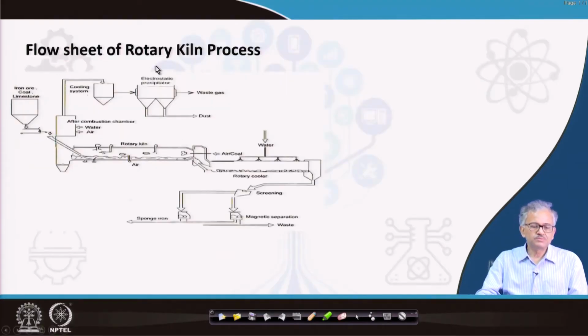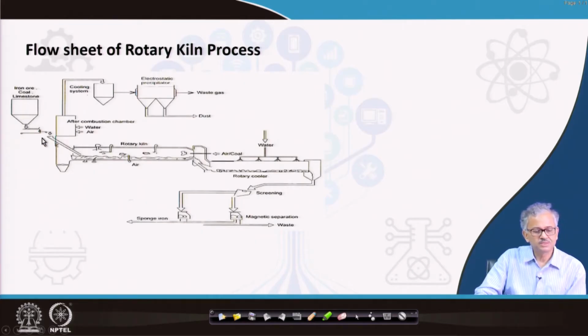Now, this is the flow sheet of the rotary kiln process. You can see this rotary kiln process in any textbook. You can see the iron ore, coal and limestone. Limestone is very important because limestone is used to arrest the sulfur. Otherwise, it reports to the DRI. Limestone has a great capacity for absorbing sulfur. So, iron ore, coal and limestone are the feed.